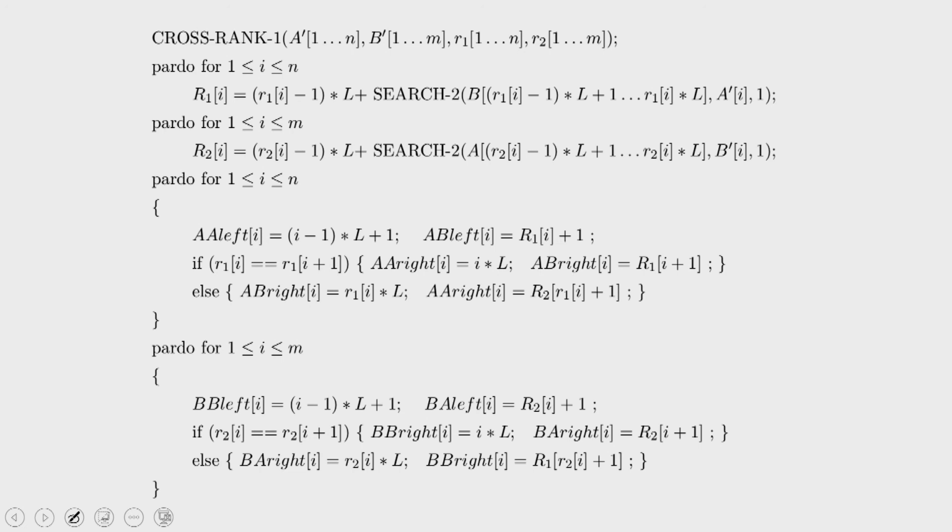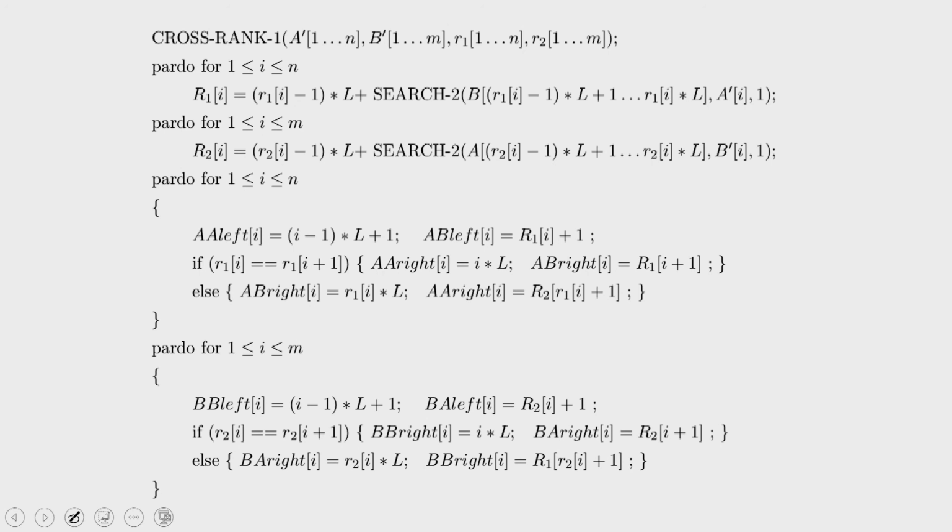Now in parallel, for every leader on the A side, we search for that leader on the other side. So A prime of I is searched for within the corresponding segment in B, and R1 of I minus 1 into L is the offset, which is to be added to the result of the search. That will give us the rank of A prime of I in B. That is what is going to be R1 of I. In an exactly analogous manner, we also calculate R2 of I.